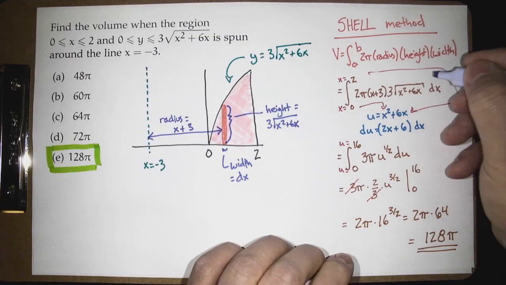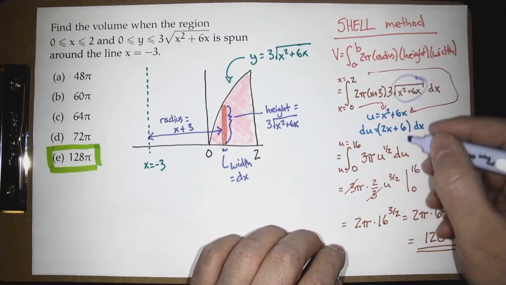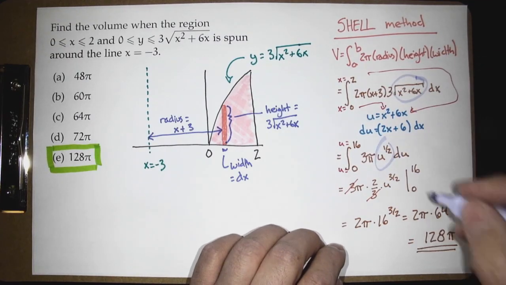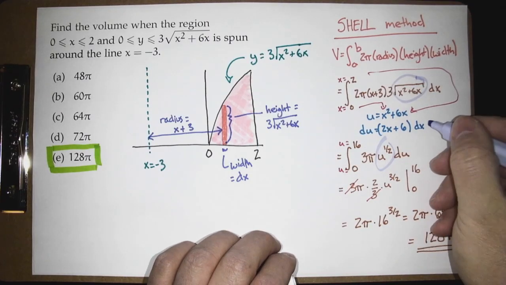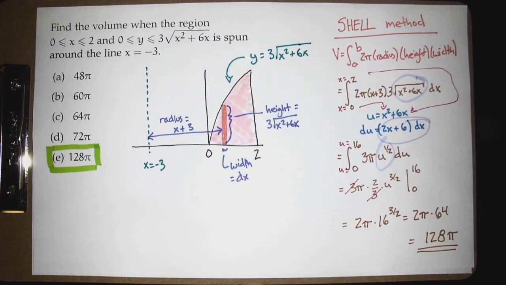We have the x squared plus 6x, the square root. That becomes u to the 1/2. So far, so good? Good. Now, we need to get a 2x plus 6 dx. That becomes our du. All right.